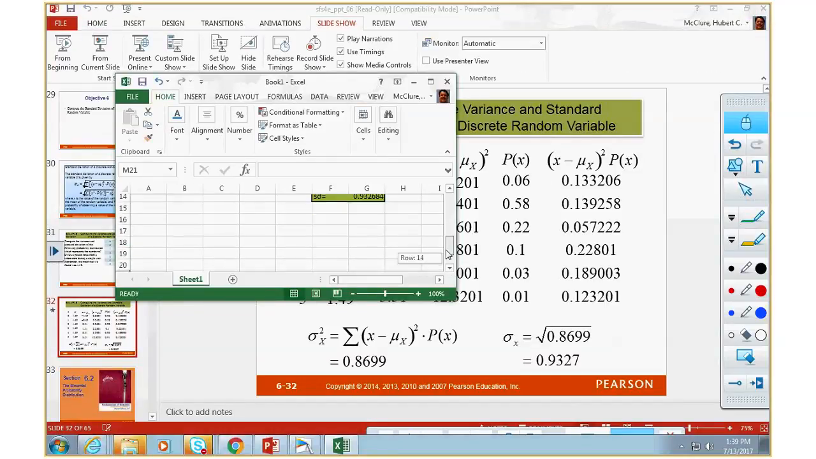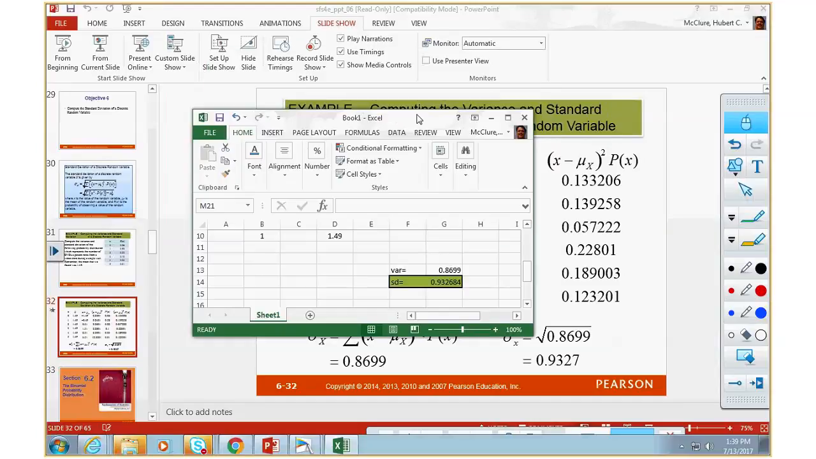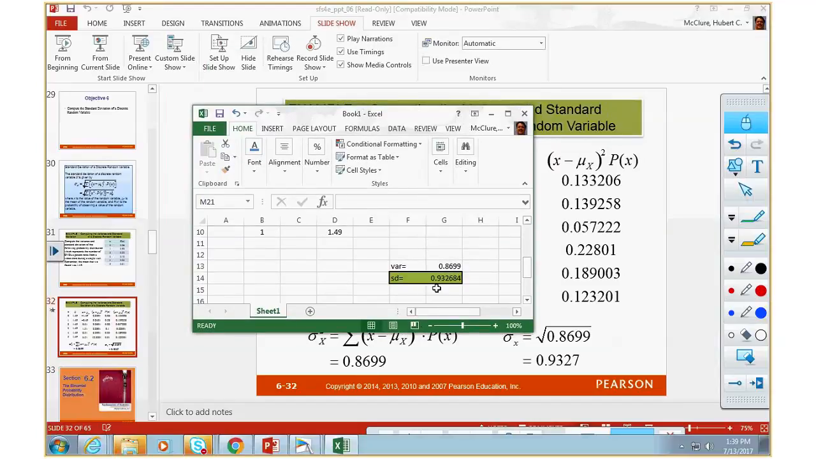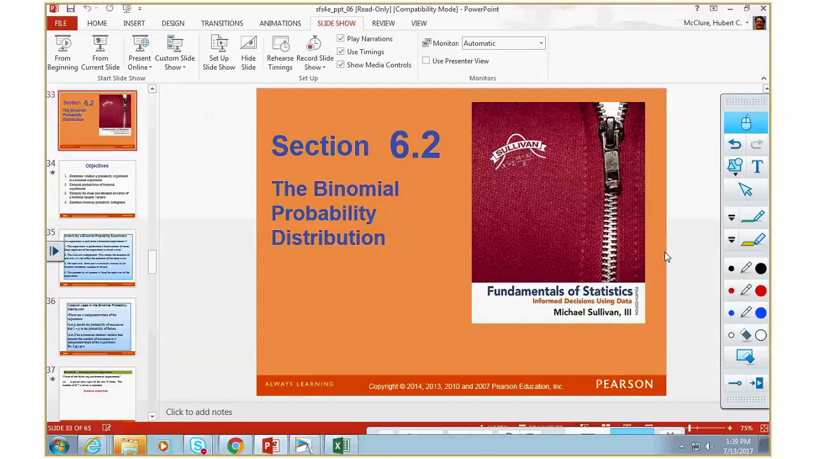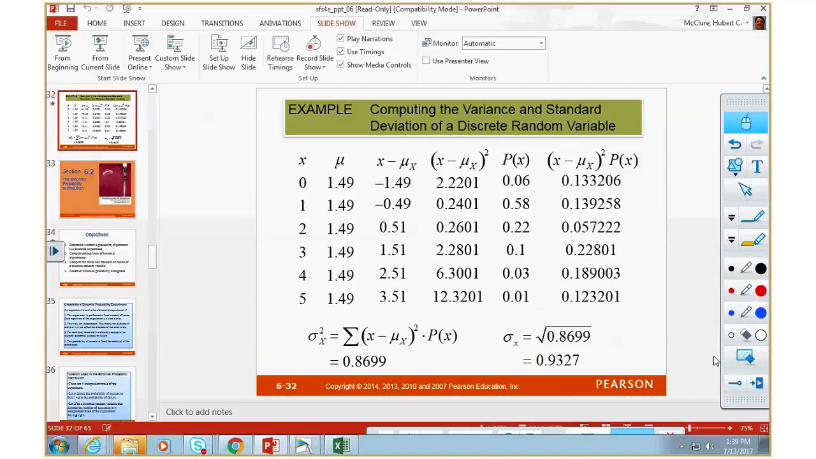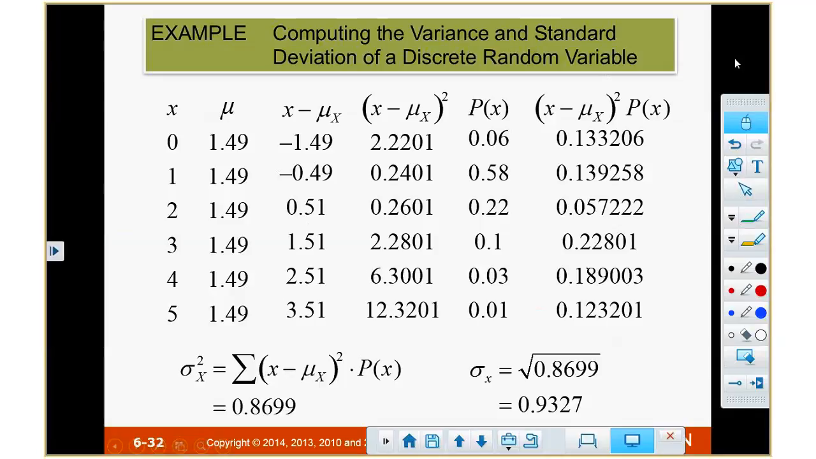No, because I'd use a different formula. Remember, I'd use the second formula. They use the first formula. All right, there's my variance. Okay, so you get the same answer. I got 0.8699 and 0.932684. Yep. Question. I'm just covering this stuff so well that y'all don't have any questions.